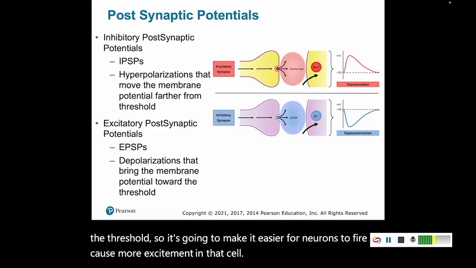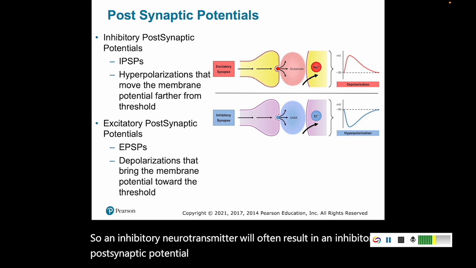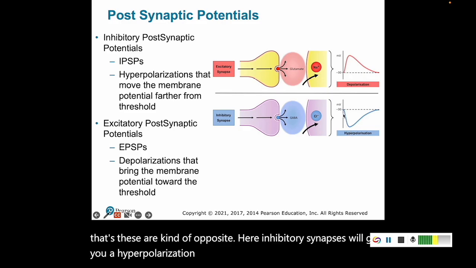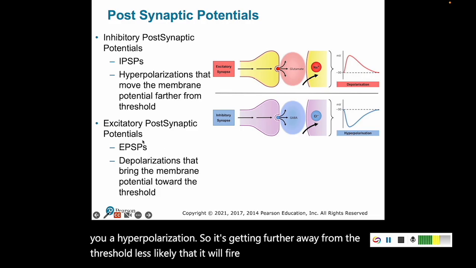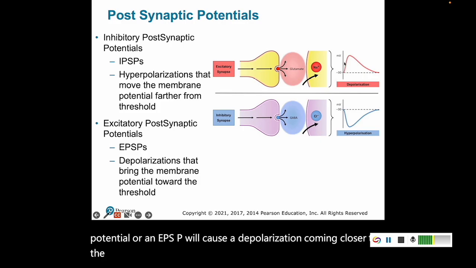So an inhibitory neurotransmitter will often result in an inhibitory postsynaptic potential. These are typically hyperpolarizations. These are kind of opposite here. Inhibitory synapses will give you a hyperpolarization. So it's getting further away from the threshold, less likely that it will fire. An excitatory postsynaptic potential, or an EPSP, will cause a depolarization, coming closer to the threshold, so it activates it.